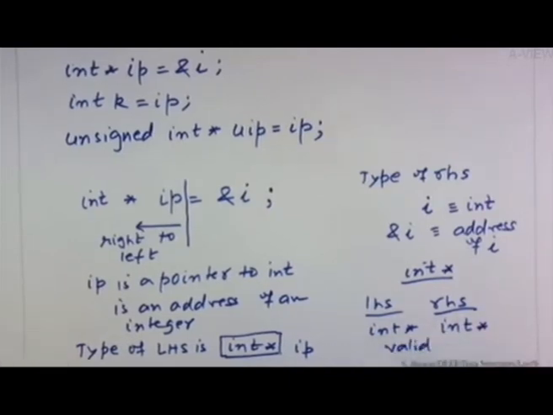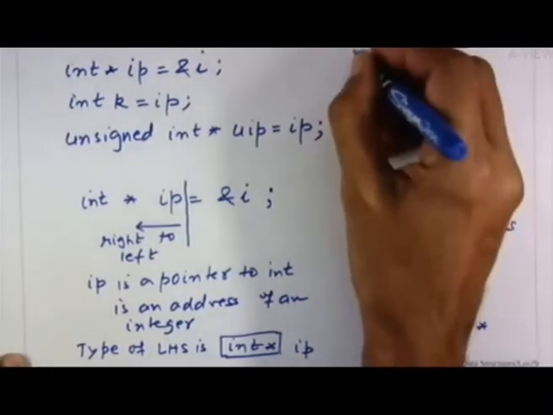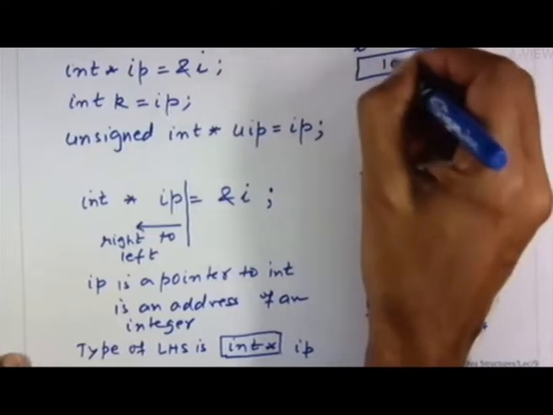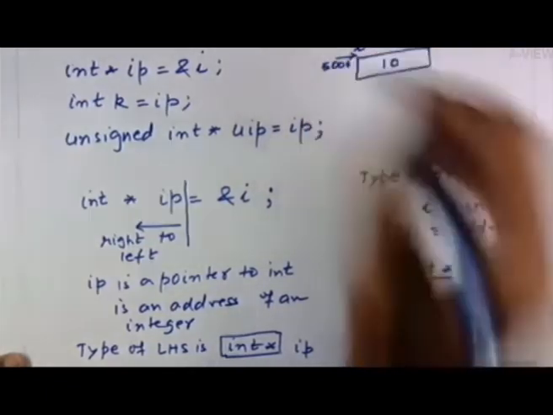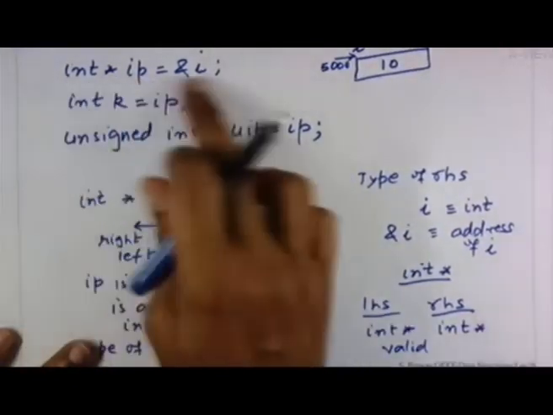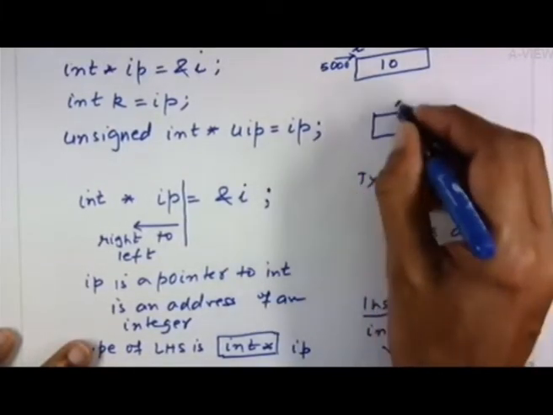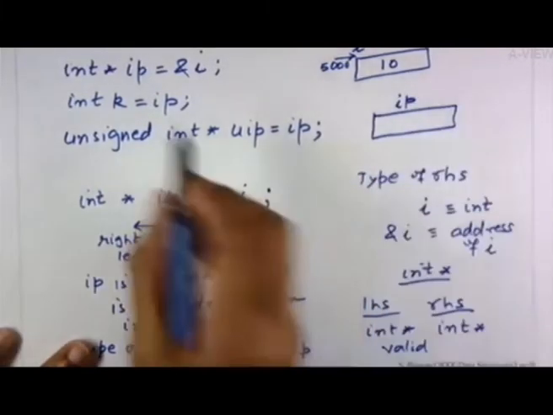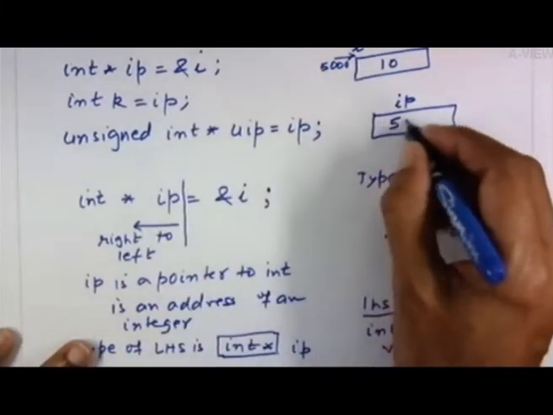It goes through. What is the effect? The effect is like this. Suppose there was an I which had a value of 10, and suppose the address of I was 5000. I'm assuming. What happens after the first statement goes through? It creates yet another box called IP. The content of IP is the address of I, which is 5000.